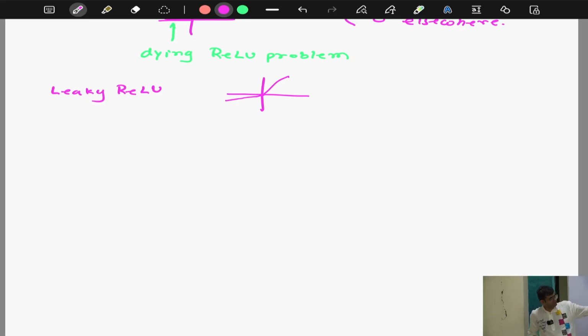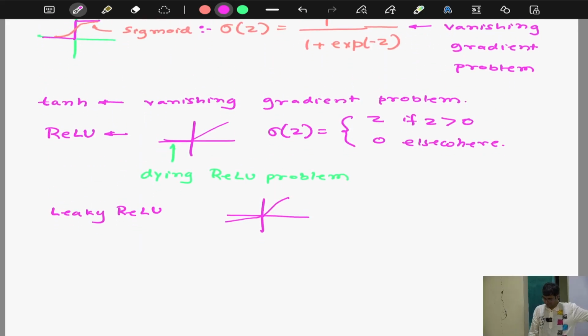I am not writing the equation, but can you guess what is the equation for leaky ReLU? I will show you the equation for ReLU. See, this is the equation for ReLU. What is the equation for leaky ReLU?